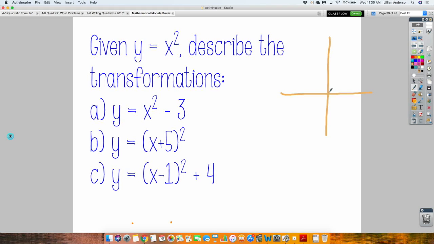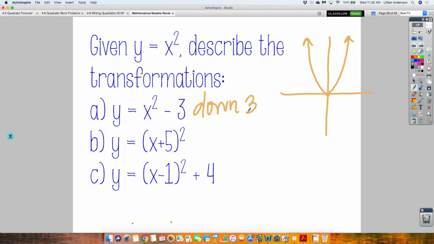Now, transformations. Describing what happens to the graph, okay? We'll make sure that we cover this. Mind you, the most basic parent function is y equals x squared. Where's the vertex for that particular quadratic? (0, 0). Does it open up or down? It opens up, okay? But if I look at A, I'm no longer at (0, 0) for my vertex.